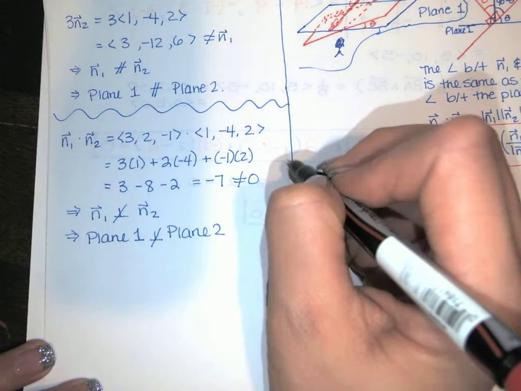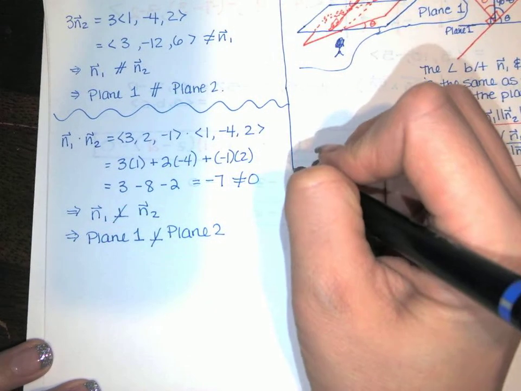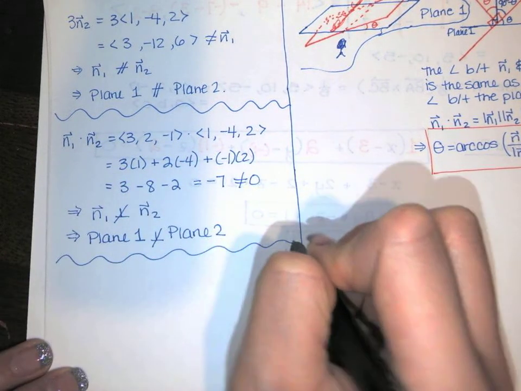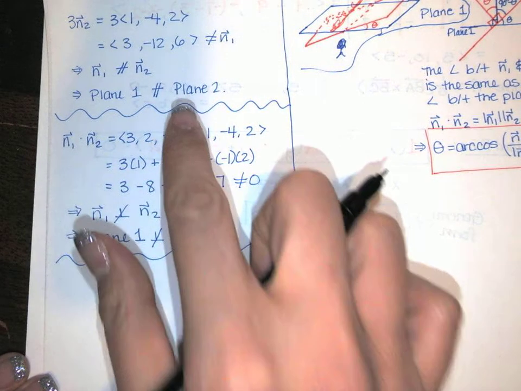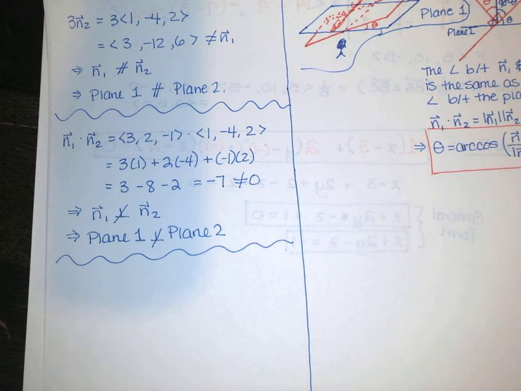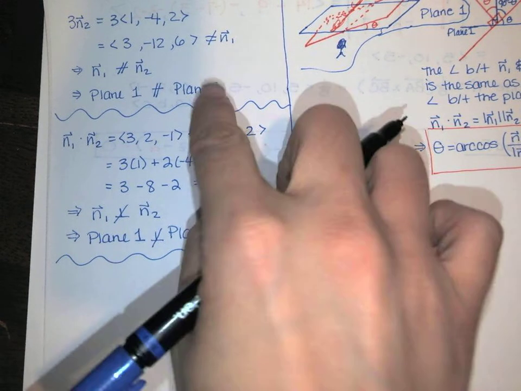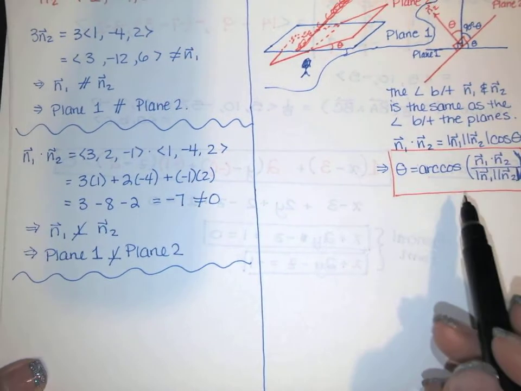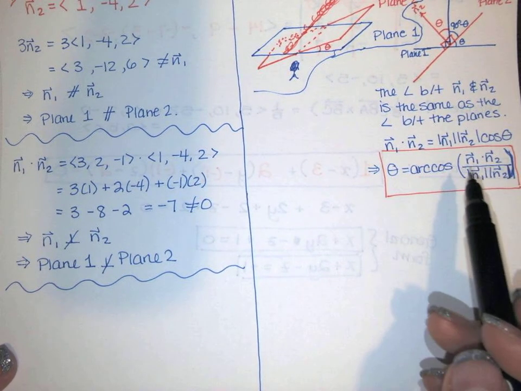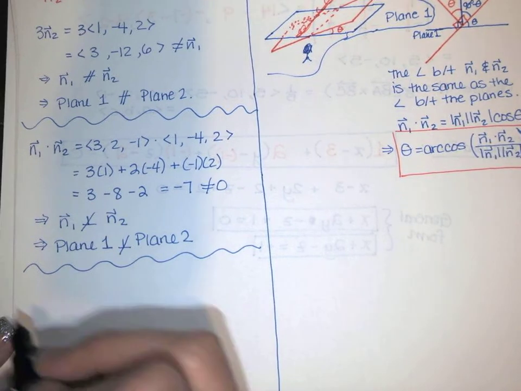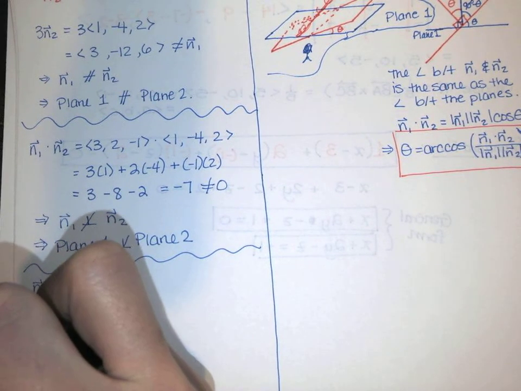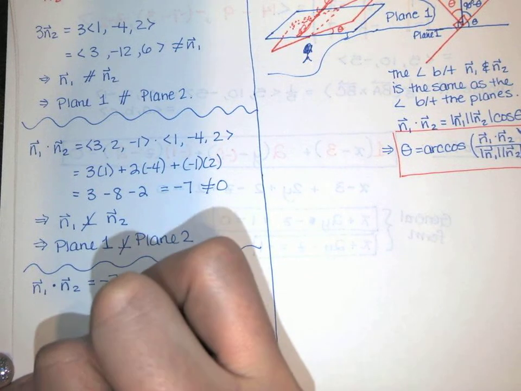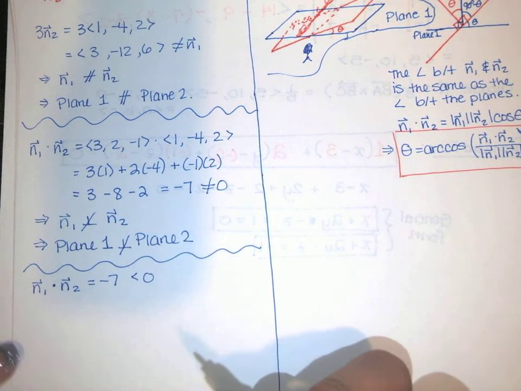Now the last possibility is if they're not parallel and they're not perpendicular, there's some other angle between the two planes. It's not 0 or 180 or 90 degrees. To find the other angle, we're just going to use the geometric definition of dot product and solve for theta. So we needed the dot product. And we got -7. Remember what that tells us? That's negative, so the angle is going to be obtuse.